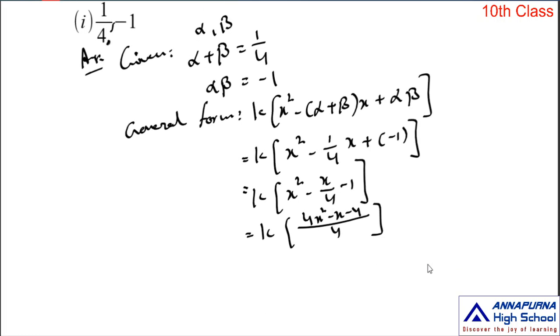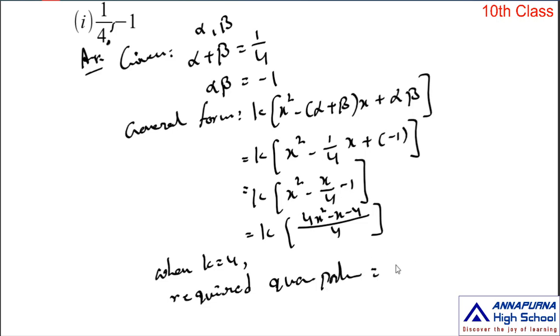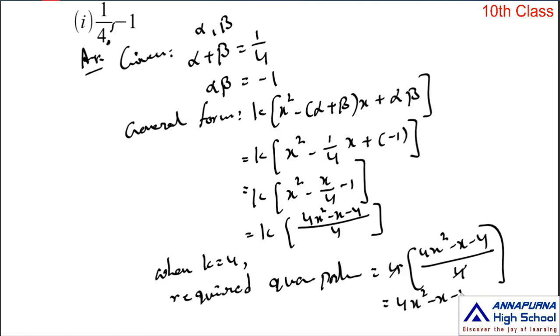So when k is equal to 4, the required quadratic polynomial is 4 into 4x square minus x minus 4 by 4. The 4 cancels, and it is equal to 4x square minus x minus 4. So this is the required quadratic polynomial.